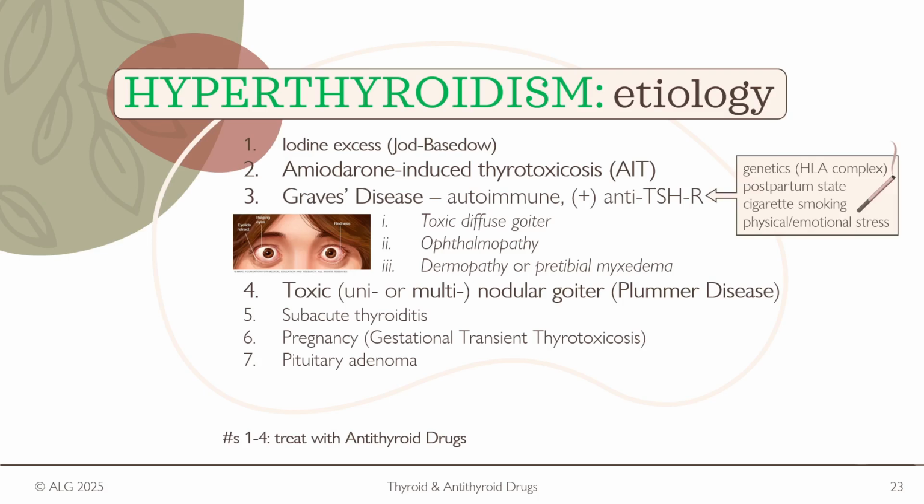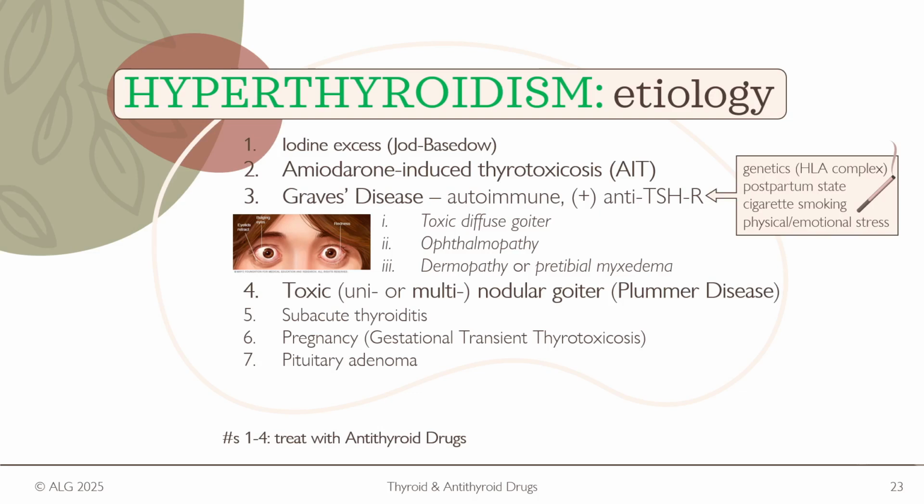There are several factors that increase the development of these TSH receptor antibodies. These are genetics, postpartum state, cigarette smoking, and stress. In addition to hyperthyroidism, Graves' disease can lead to complications such as toxic diffuse goiter, ophthalmopathy, and rarely dermopathy. When we say toxic, we are talking about a disturbance in thyroid function, usually hyperthyroidism.